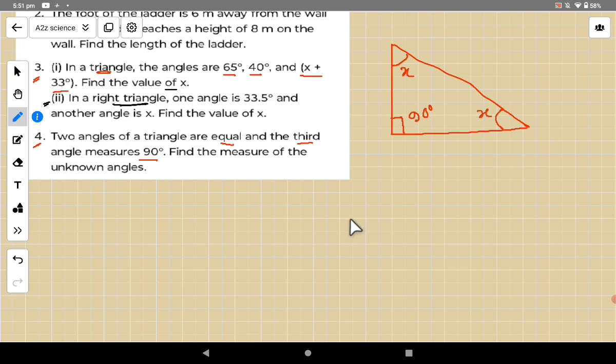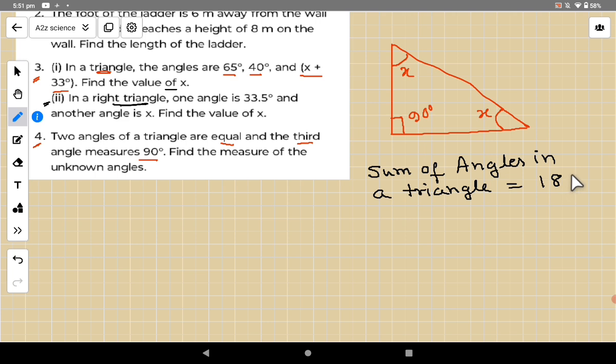What do you know? The same thing that we have written in our previous problems. That means in a triangle, sum of angles is 180 degree. See, why I am writing repeatedly, so that you can easily memorize. Sum of angles in a triangle is 180 degree.